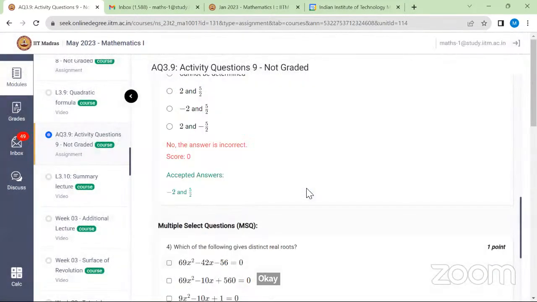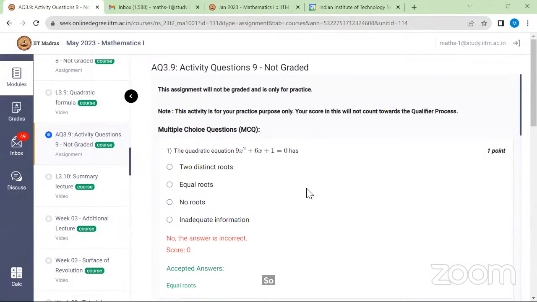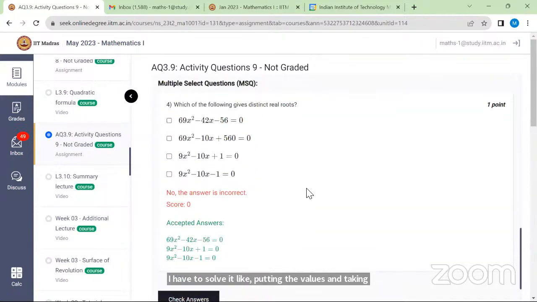Okay. Sir, in the last question, I got the answer, but I have to solve it fully, like putting the values and taking the square. The last question: which of the following gives distinct real roots? Okay. So you can solve the equation. Just see where you are getting distinct, that is, different roots, by finding the value of d.